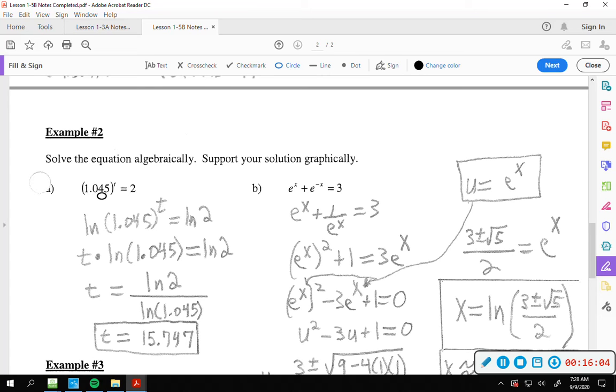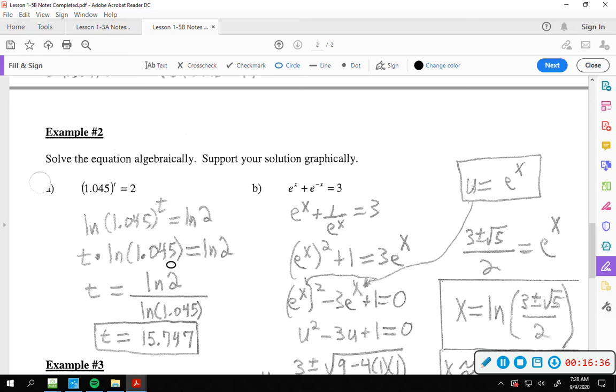I cannot rewrite 1.045 as a base of 2. So I have no choice but to take the natural log of both sides. Why do I want to take the natural log of both sides? Because I have a logarithmic property that allows me to drop this variable down in front of the natural log. That property says if you have a base raised to an exponent in the argument of the logarithm, the exponent can drop down in front of the logarithm.